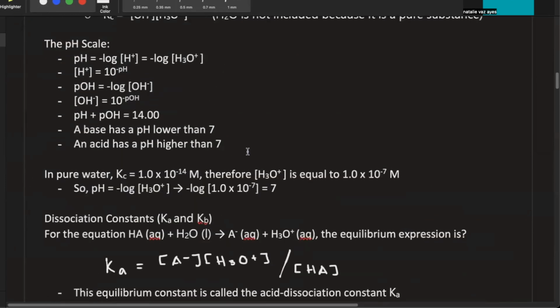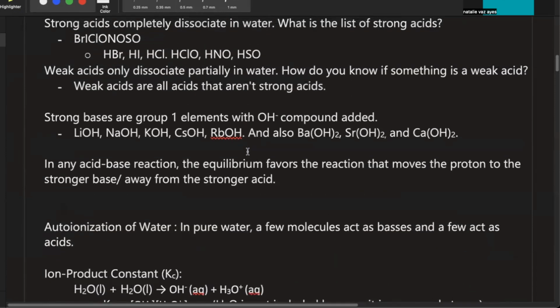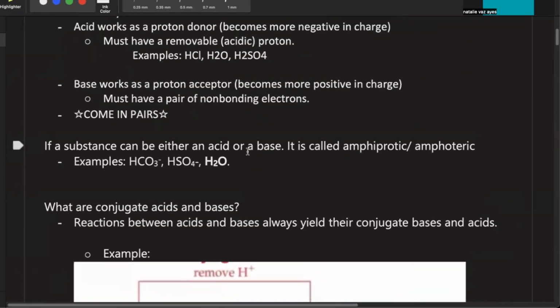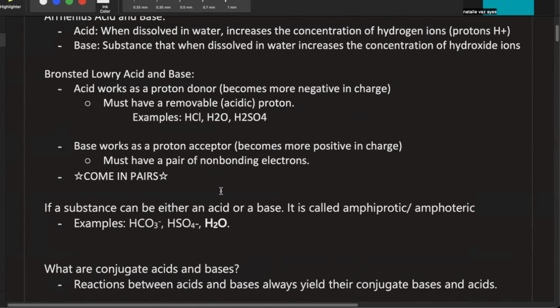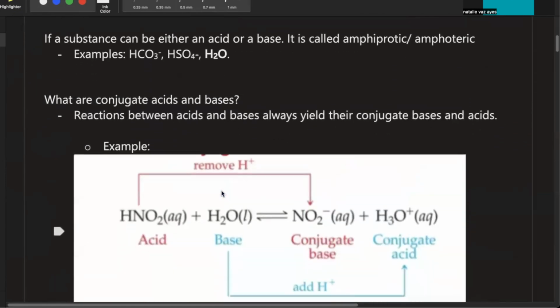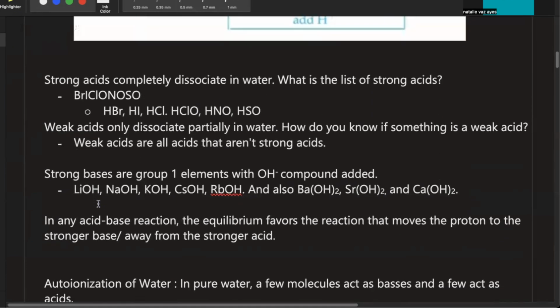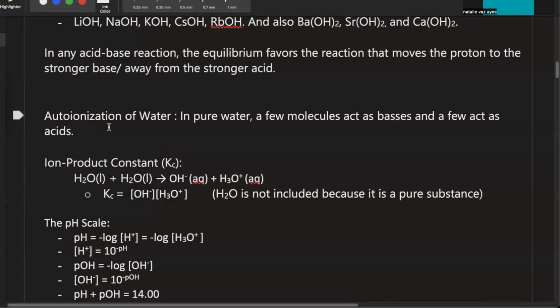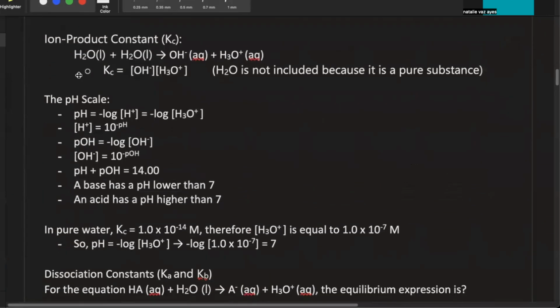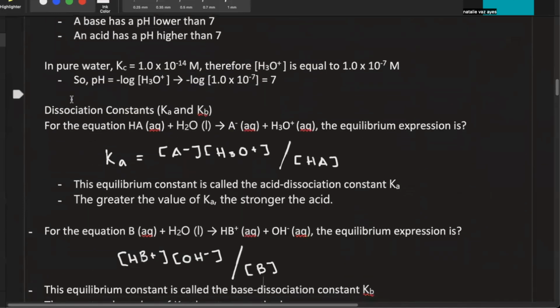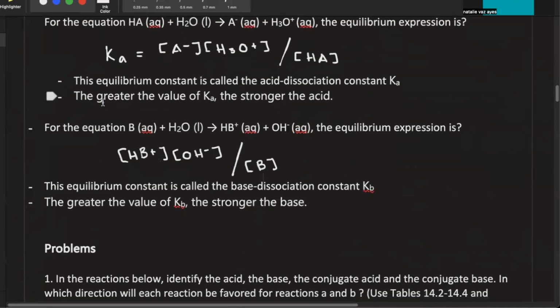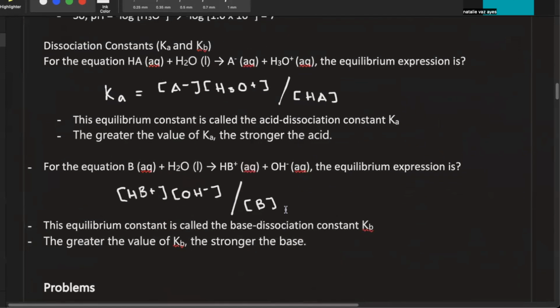So that concludes our main notes for this section. I recommend remembering the definitions of the acids and bases, what conjugate acids and bases are, strong acids, strong bases, and the definition for autoionization of water. All this information relates to the pH scale and dissociation constants. And mainly the fact that the greater the value of Ka, the stronger the acid, and the greater the value of Kb, the stronger the base. Next, we're going to go into working some problems.